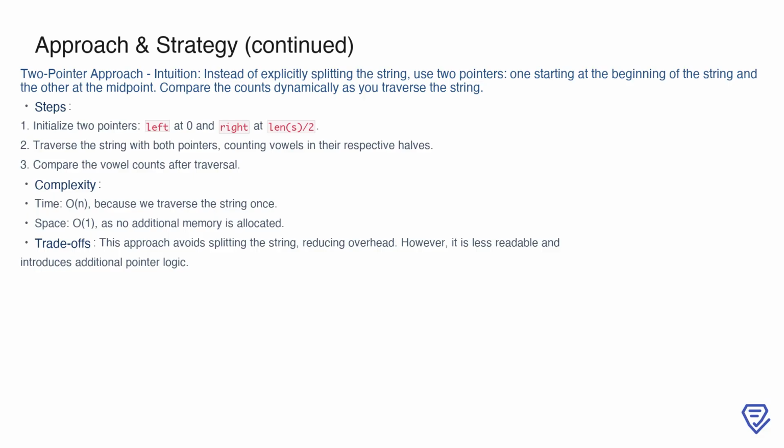As we traverse the string, one pointer counts vowels in the first half while the other counts vowels in the second half. This method avoids the overhead of slicing the string, which can be beneficial in some environments. The time complexity remains O(n), since we still process each character once, and the space complexity remains O(1). However, this approach introduces some additional complexity due to the need to manage pointer logic, which can make the code less readable. While effective, this trade-off in readability may not always be desirable depending on the context.